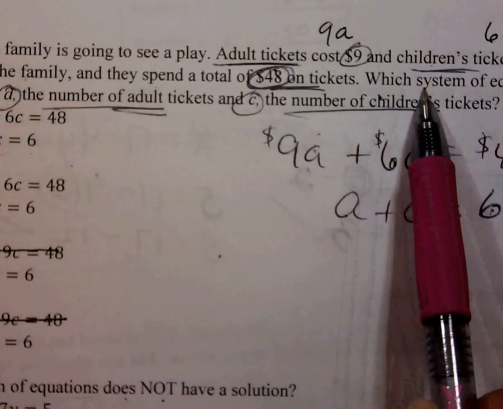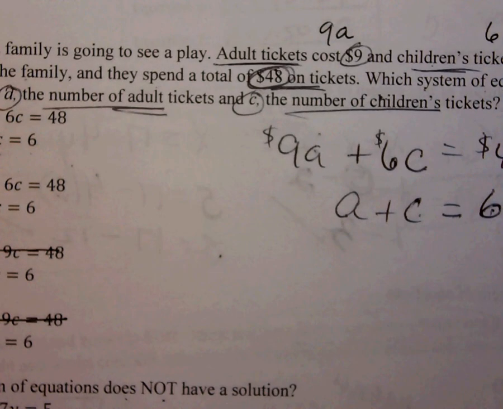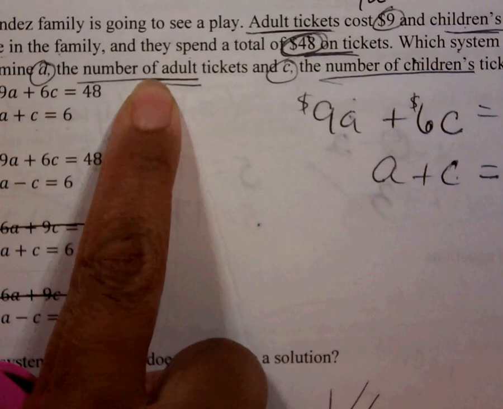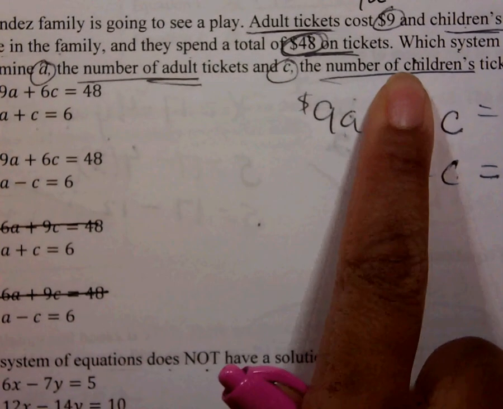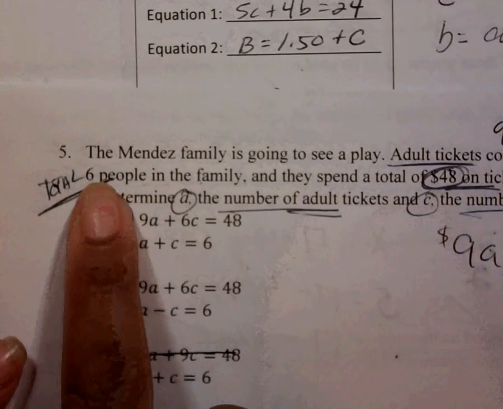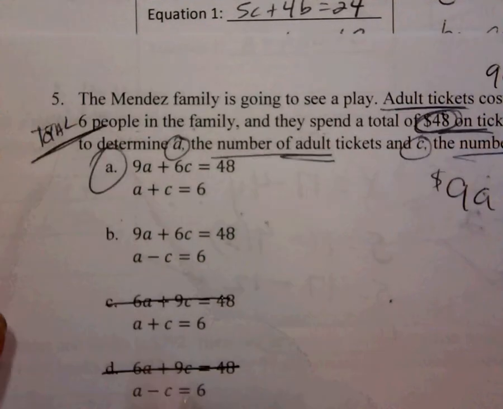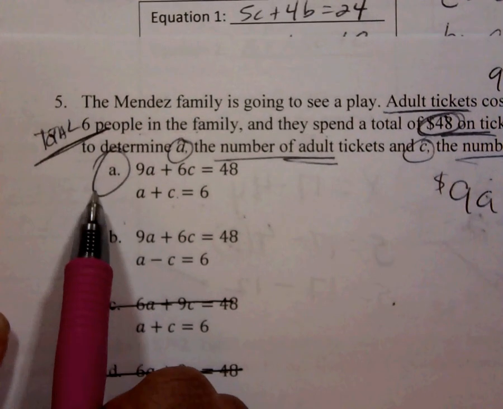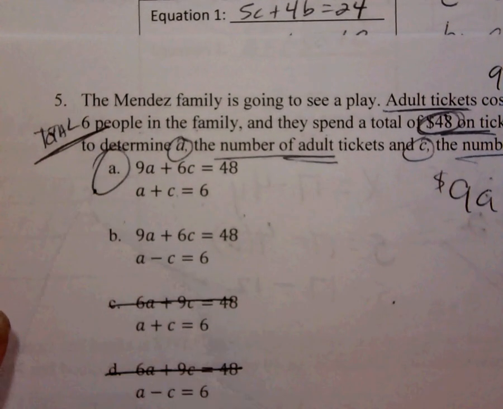Well, which system of equations can be solved to determine A, the number of adult tickets, and C, the number of child tickets? Well, how many people were there in all? 6. So if you add them together, the answer would equal 6. So the answer is A.